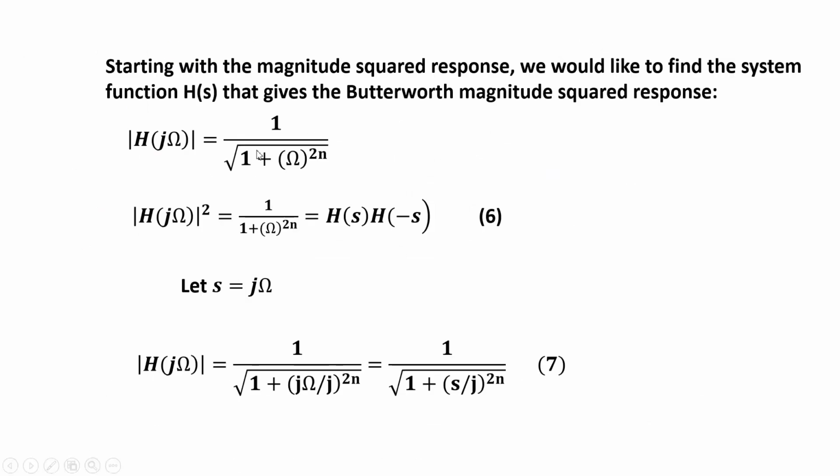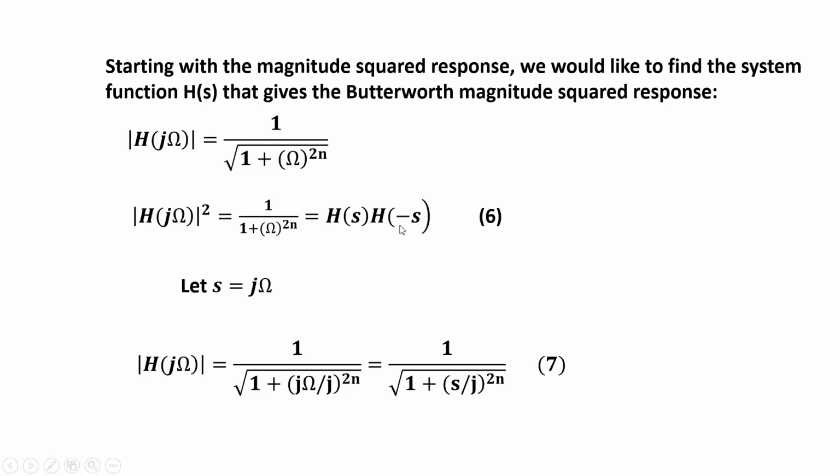Now let's go deep into the analysis of the Butterworth filters. This is the Butterworth magnitude squared response, right? Since the square is not there, therefore the square root is there. Once we square it, this is 1 plus (ω/ωc) raised to the power 2n. Now we have to convert this into the S domain, right? So |H(jω)|² is actually equal to H(s) times H(−s).